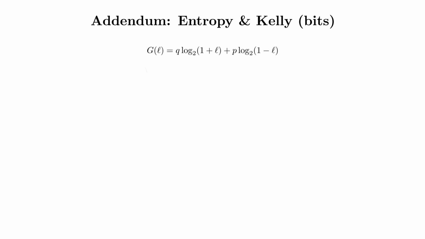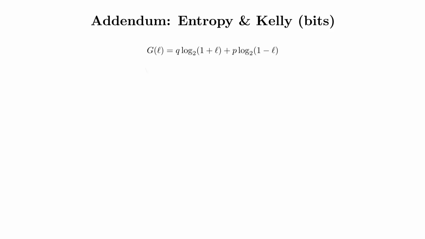So, from an information theory interpretation of Kelly, if we measure growth in bits, i.e., use base 2 logs, the Kelly maximum per round becomes a simple expression tied to entropy. We'll start with the bit version.